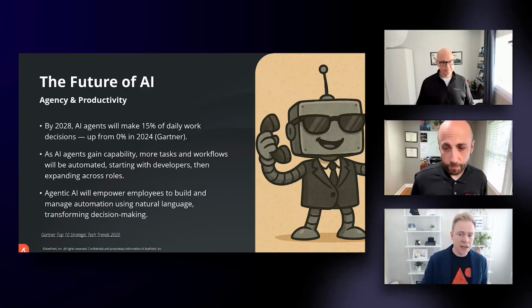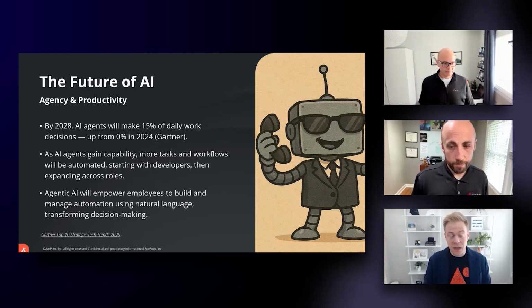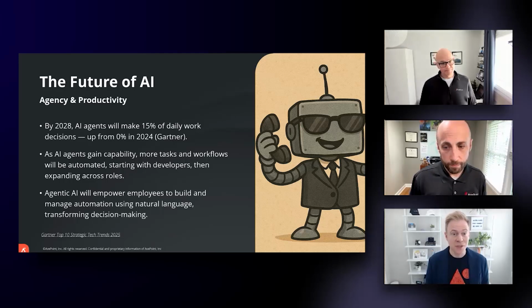So by giving AI agency, it's now going to be able to increase the number of automatable tasks and workflow that you can create. And it's expected, Gartner research was suggesting that by 2028, AI agents are going to make up 15% of daily work, which is crazy adoption considering that last year there was 0%, right?